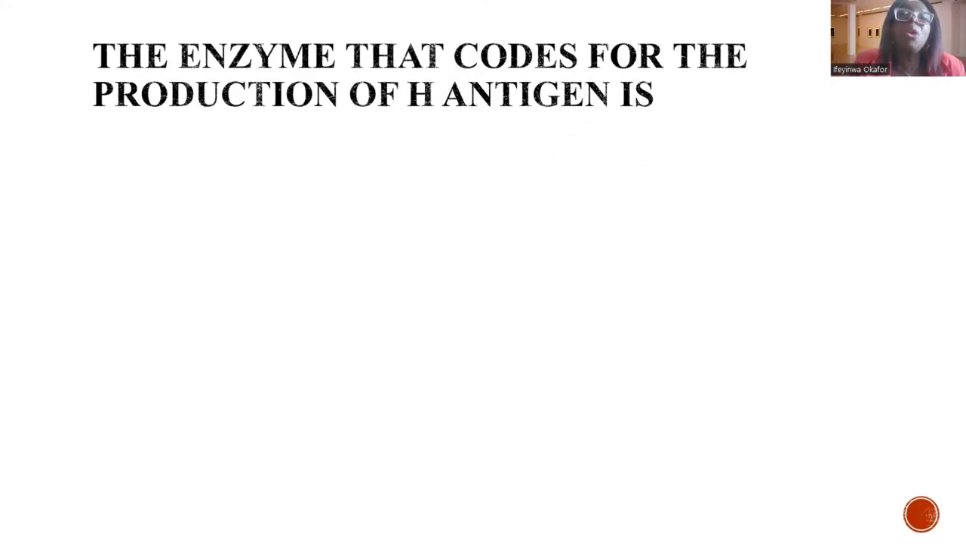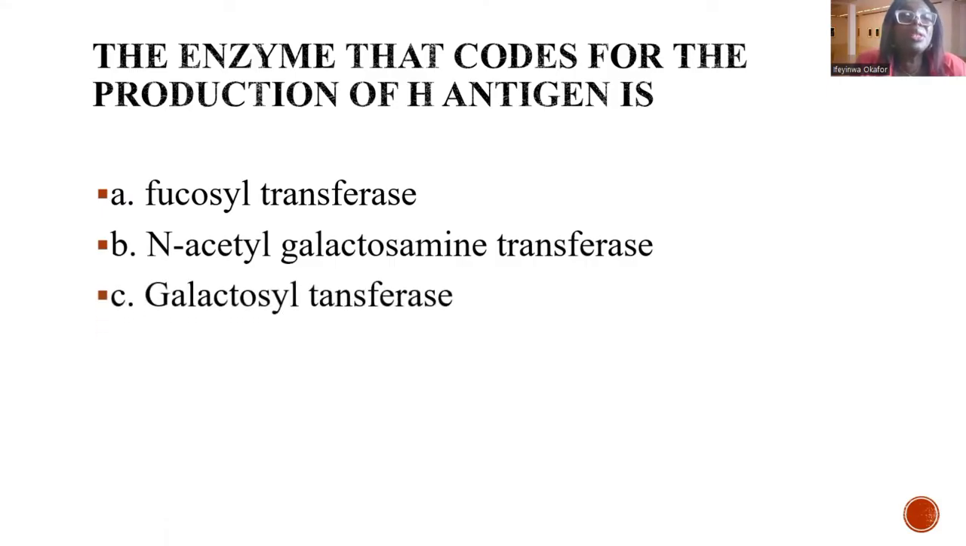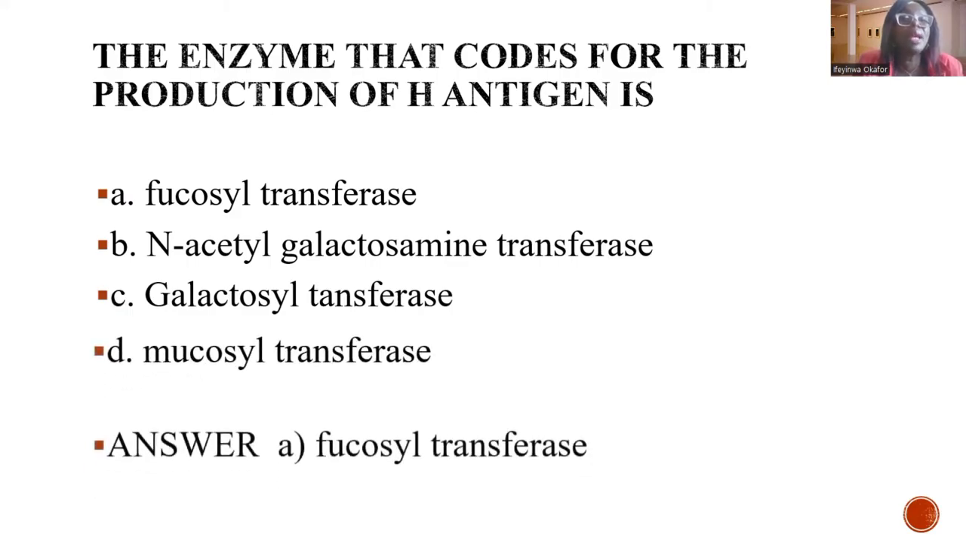The enzyme that codes for the production of H antigen is: fucosyl transferase, N-acetylgalactosamine transferase, galactosyl transferase, mucosyl transferase. Answer is A, fucosyl transferase is responsible for the production of H antigens.